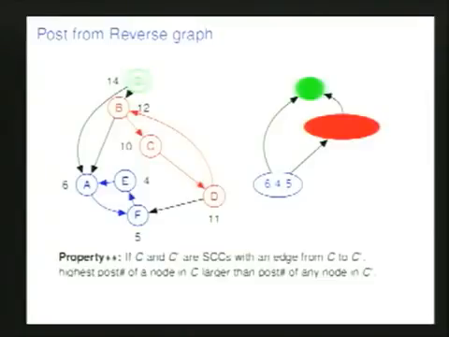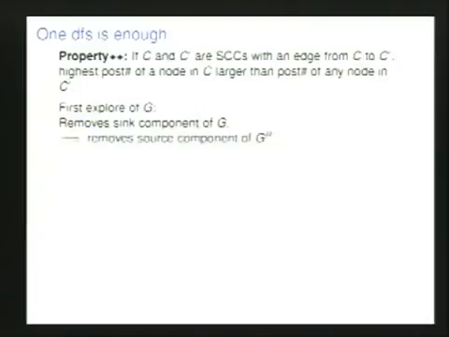Okay, so one DFS is enough. First, you explore G and remove the sink component. Now we have to go back and forth between G and GR, so it's going to spin your head a little bit, or ping-pong your head a little bit. So removing a sink component of G removes a source component of GR.